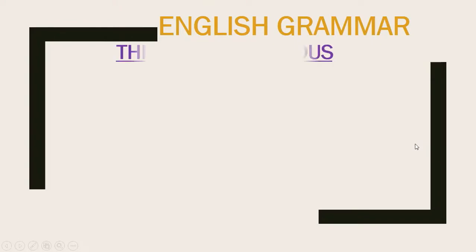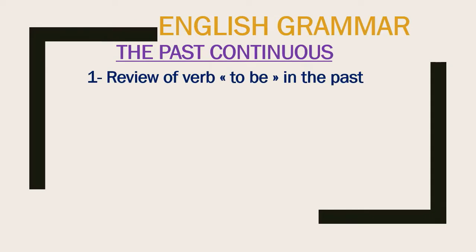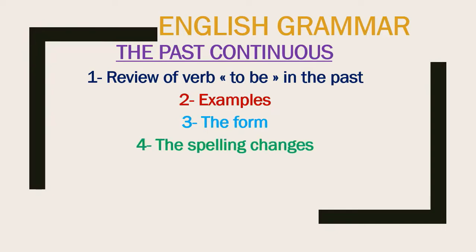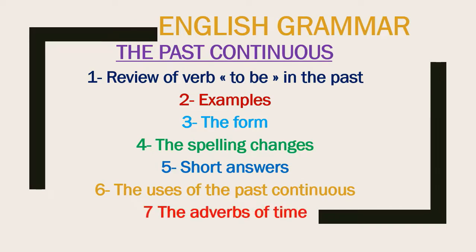English grammar. The past continuous. First, we're going to have a review of verb to be in the past. 2. Examples. 3. The form of the past continuous. 4. The spelling changes. 5. Short answers with past continuous. 6. The uses of the past continuous. And 7. The adverbs of time that we use with the past continuous.